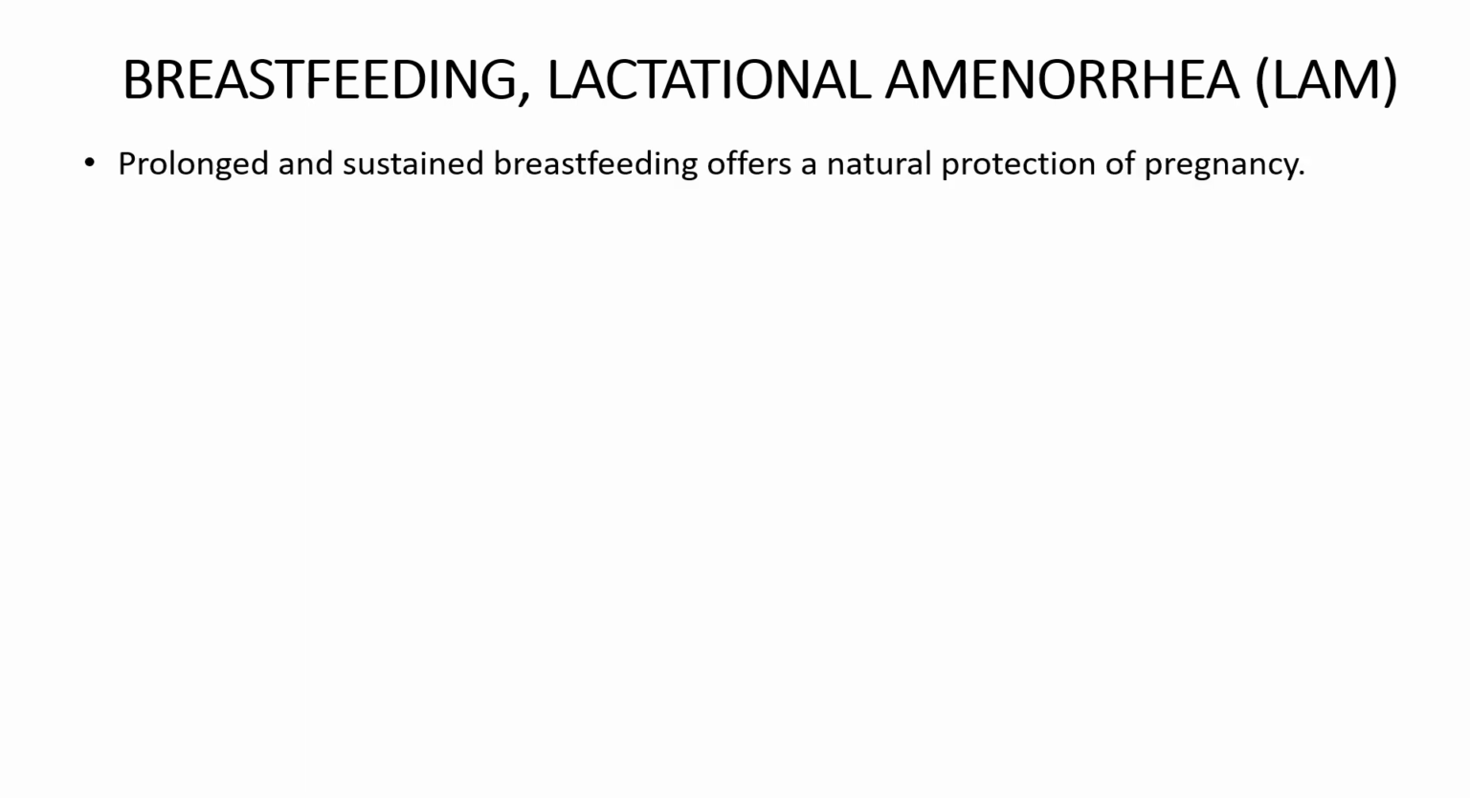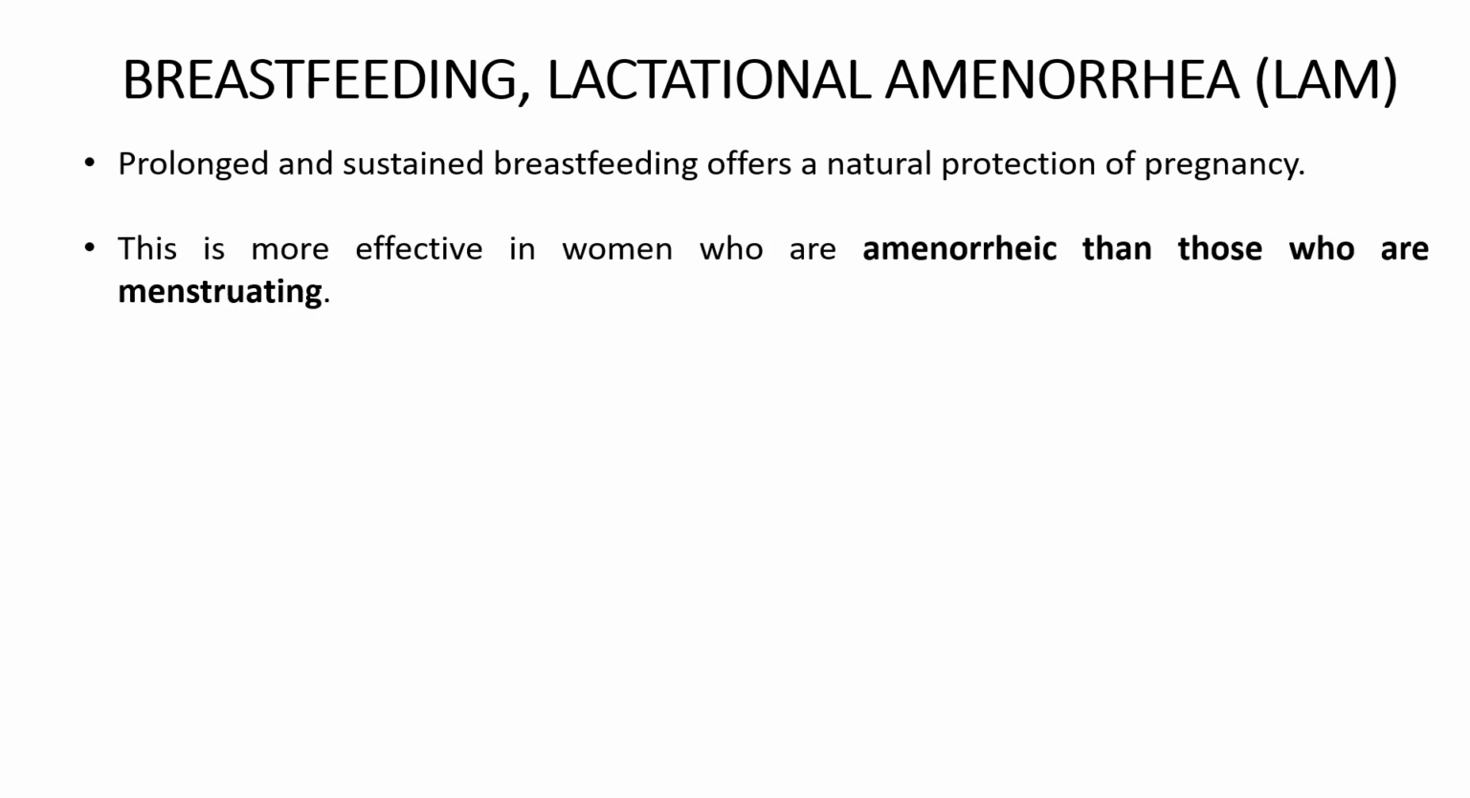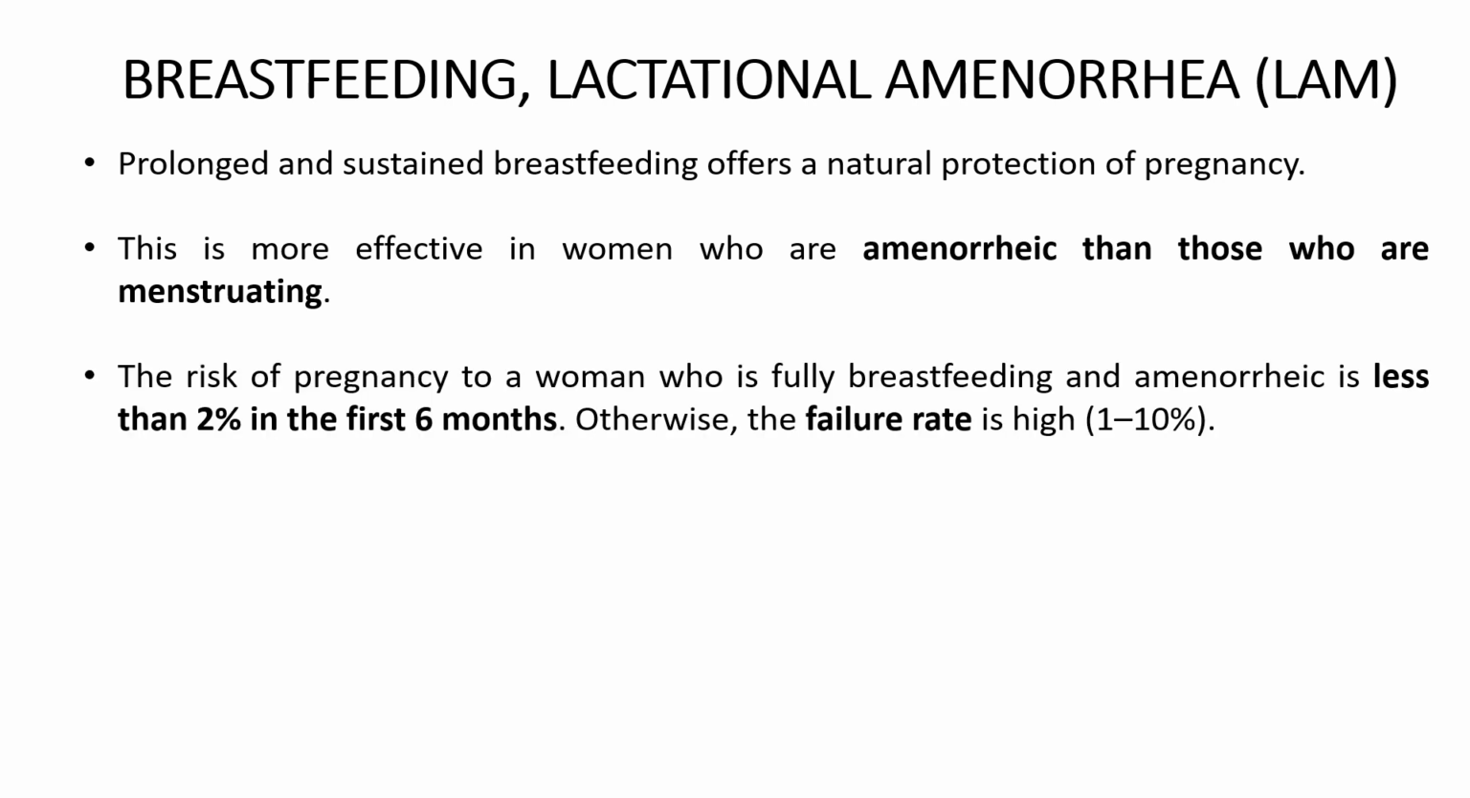Another important thing we have discussed is lactation, that is breastfeeding. Lactation gives a kind of protection in the lactating mother, that is lactational amenorrhea. So prolonged and sustained breastfeeding offers a natural protection against pregnancy. This is more effective in women who are amenorrheic than those who are menstruating. If the lactating mother is not having menstrual periods, then it is effective. The risk of pregnancy to a woman who is fully breastfeeding and amenorrheic is less than 2% in the first 6 months. Otherwise, the failure rate is high.